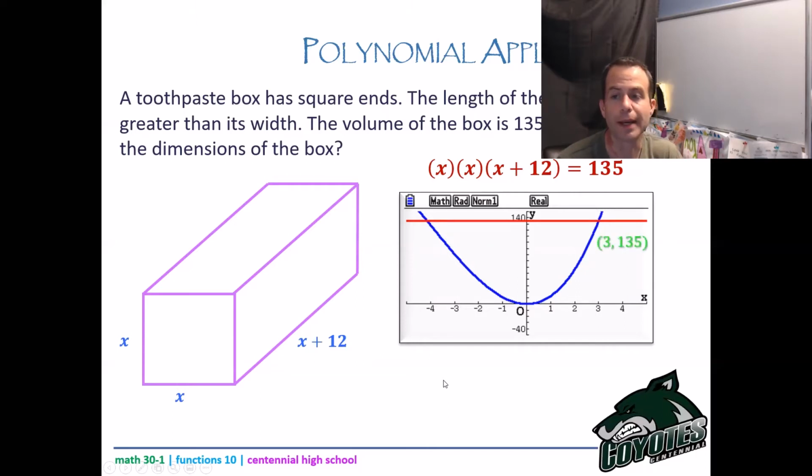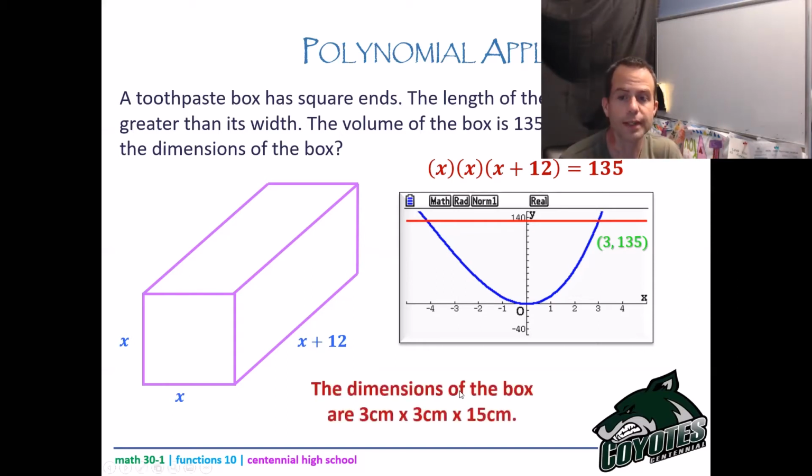Okay, so my x value there is 3. And so 3 is the value for x, but you have to be careful. It says, what are the dimensions of the box? So we're going to plug that back in, and we're going to say, okay, the dimensions of the box are 3 by 3 by 15. So always have some sort of concluding statement that actually answers the question, okay? Super important that you are concluding and answering the question, okay?